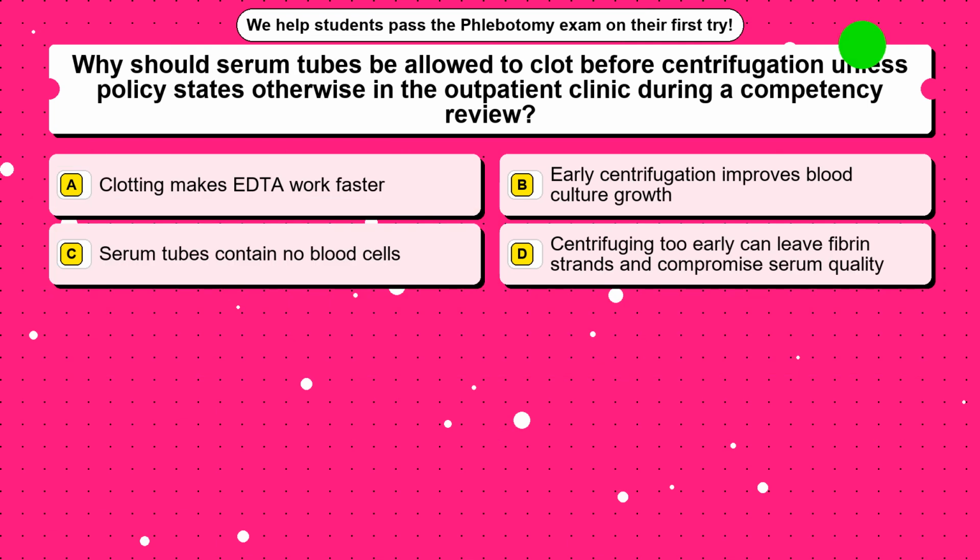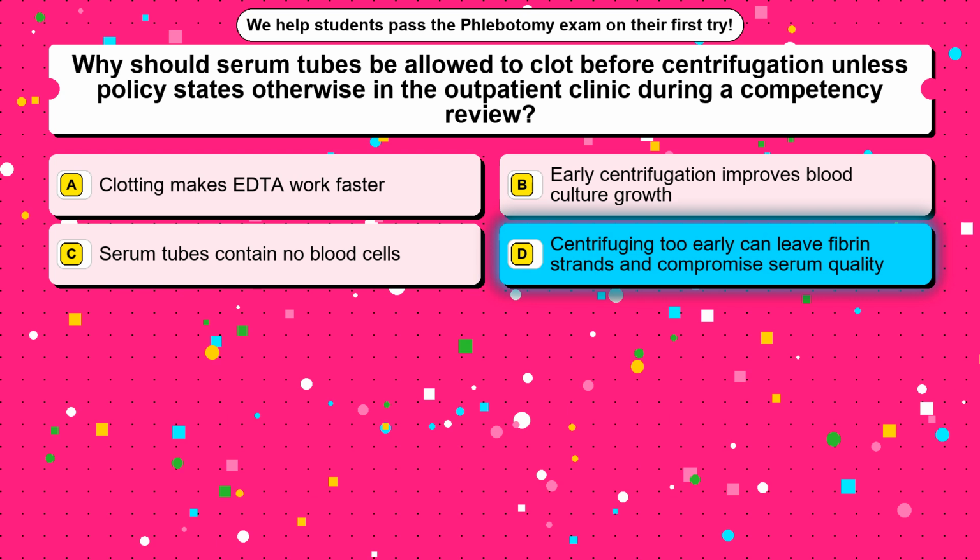Question 91. Why should serum tubes be allowed to clot before centrifugation unless policy states otherwise in the outpatient clinic during a competency review? Option A. Clotting makes EDTA work faster. Option B. Early centrifugation improves blood culture growth. Option C. Serum tubes contain no blood cells. Option D. Centrifuging too early can leave fibrin strands and compromise serum quality.